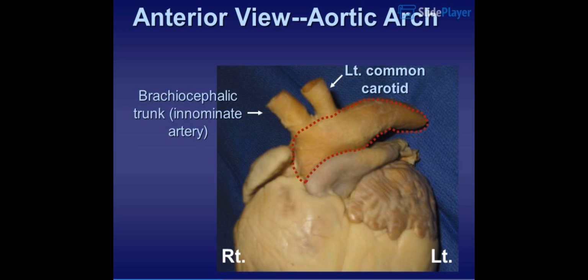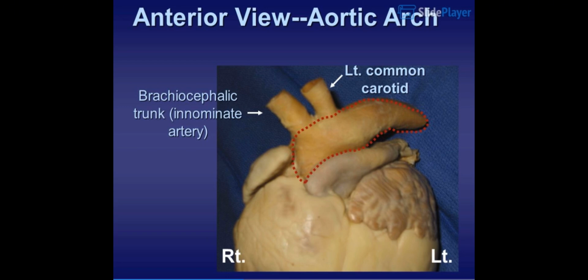Steps: 1. Point out the major branch coming off the right portion of the aortic arch. This is the brachiocephalic trunk, also referred to as the innominate artery. It branches into the right common carotid and the right subclavian artery. 2. The middle vessel coming off the arch is the left common carotid. The carotid arteries supply the neck and head with blood. 3. The opening on the left part of the arch is the left subclavian artery. The subclavian arteries supply blood to the upper limbs.